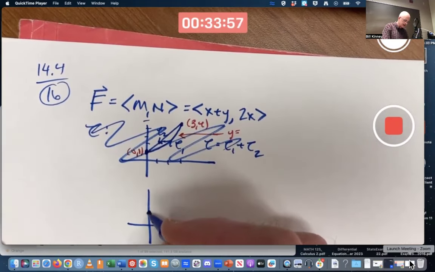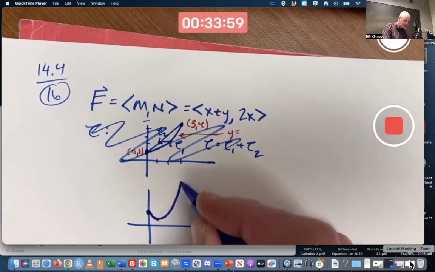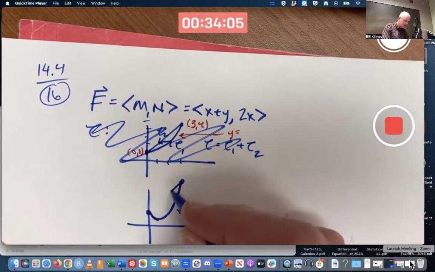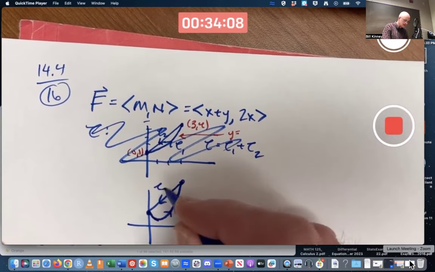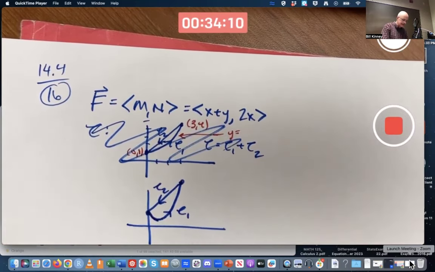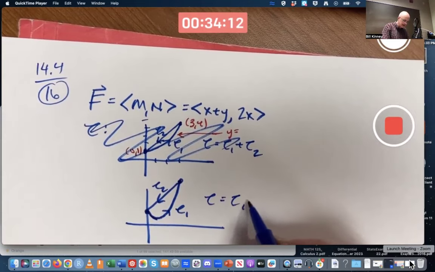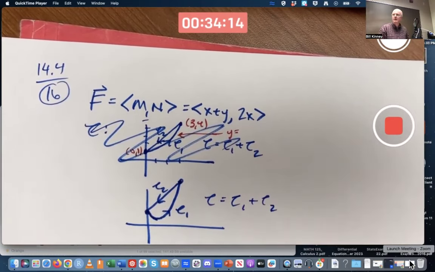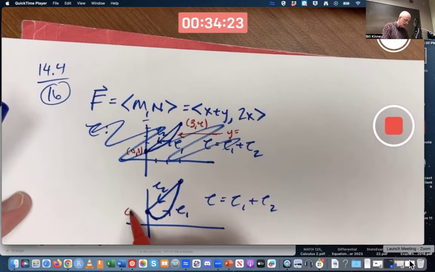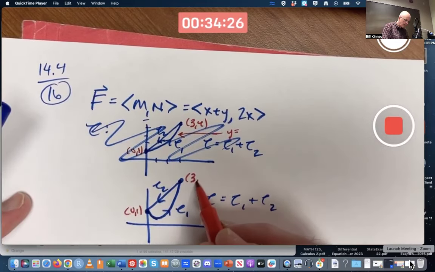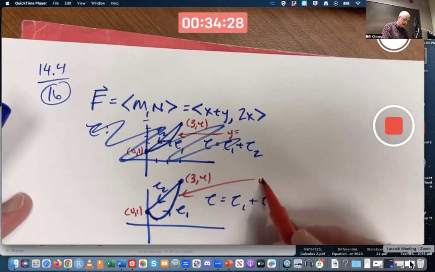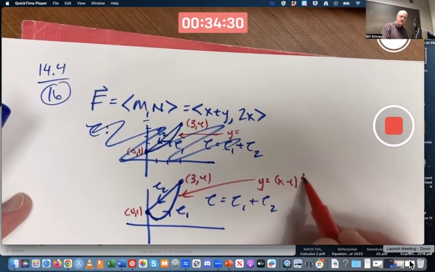The parabola actually looks like this. It goes down first before going up. That'll be C1. This will be C2. C is still C1 plus C2, meaning go along C1 first in the direction indicated, then go along C2 second in the direction indicated. This is still the point (0, 1). This is still the point (3, 4). This parabola is y equals (x minus 1) squared.